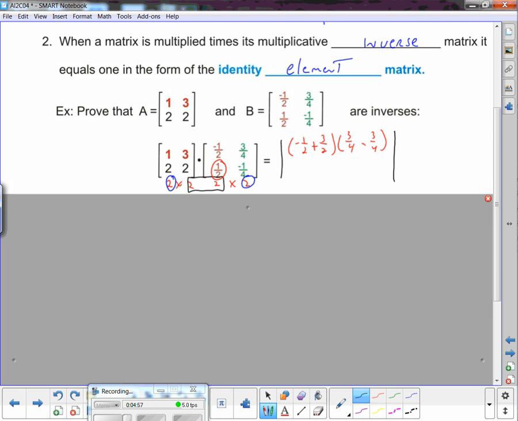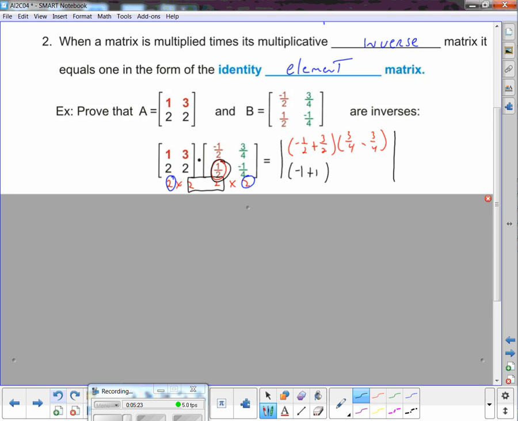Okay, let's work across the bottom row and down. 2 times negative a half is a negative 2 over 2, right? That's a negative 1. Working across the bottom row, I get to this 2, right? And then working down the first column, I get to that half. 2 times a half is a 2 over 2 or a 1, right?